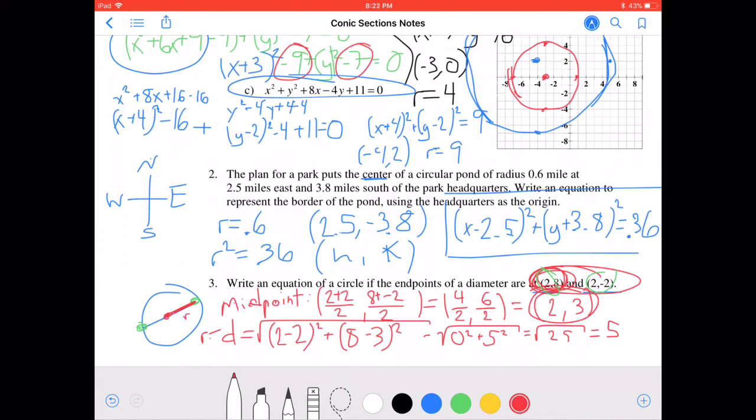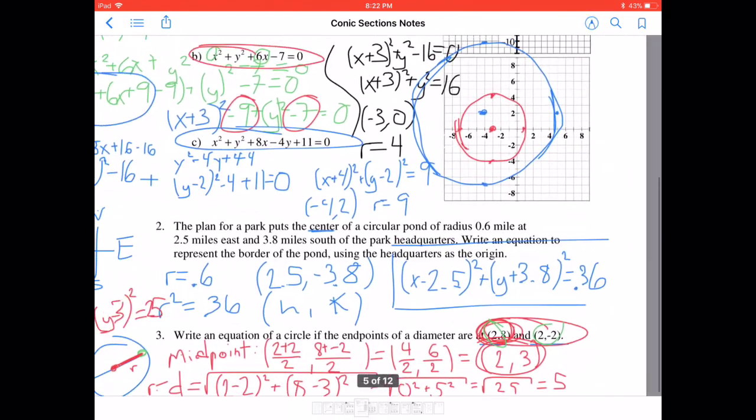So now that we have that, we can plug everything in, and sorry for trying to squeeze it in, but we would do x minus 2 because that's h, squared plus y minus 3 squared equals 25. Alright, so that's how we could graph a circle from an equation, and how we can write an equation from a story problem and just from a description.